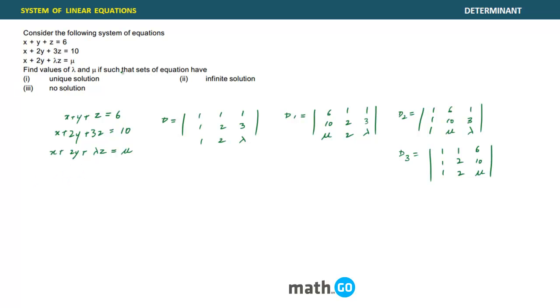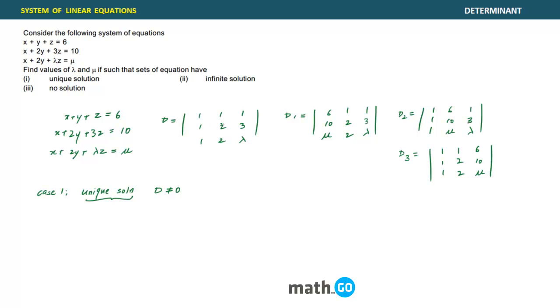Find the values of lambda and mu such that case 1: you want to find a unique solution, right? So what is the condition for a unique solution? For a unique solution, first of all, d should not be equal to 0.